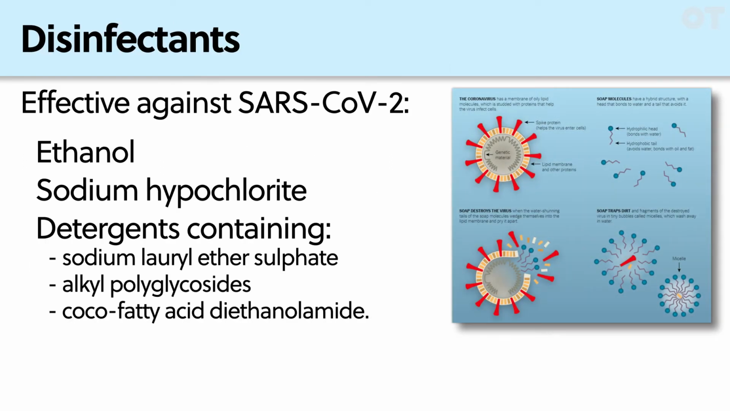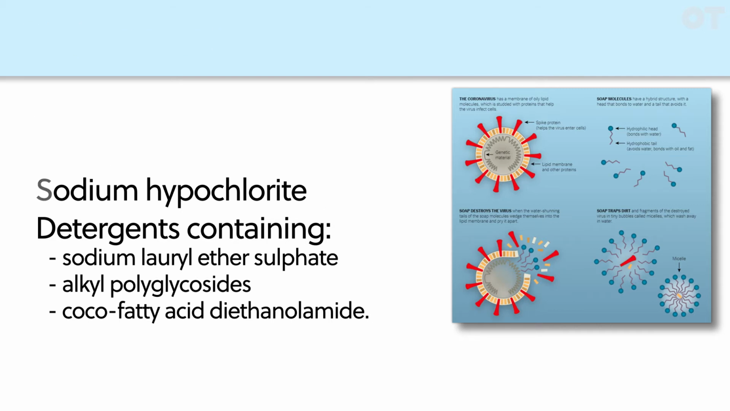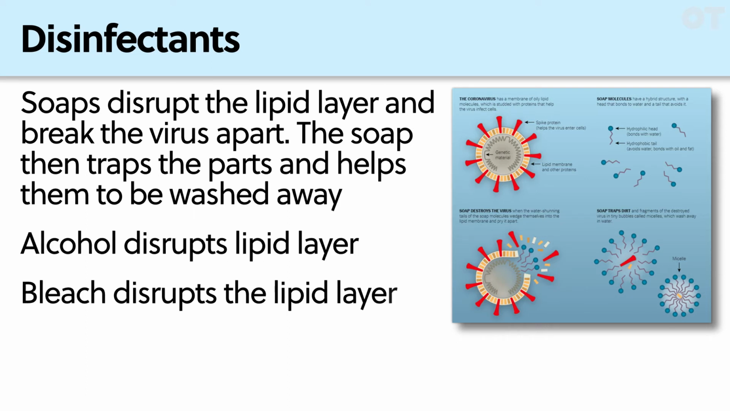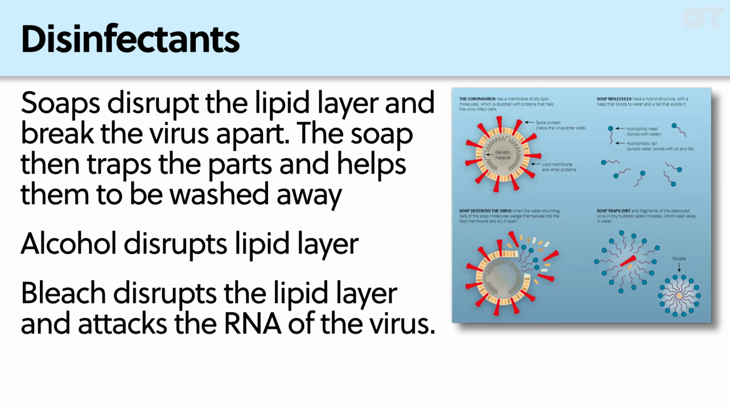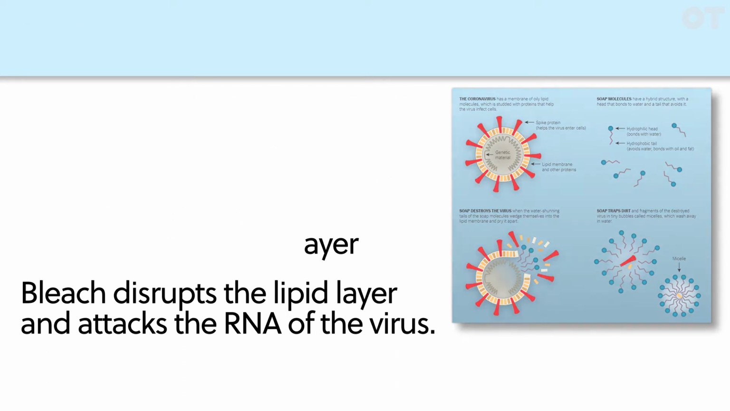When we think about disinfectants, we need to think about what still works or what doesn't work. So ethanol, sodium hypochlorite and detergents which contain sodium lauryl ether sulfate, alkyl polyglycosides and cocoa fatty acids are all still effective against SARS-CoV-2. Soaps disrupt the lipid layer and break the virus apart, and then they trap the parts of the virus and help them to be washed away. Alcohol works in a similar manner, disrupting the lipid layer, and bleaches, such as sodium hypochlorite, may also disrupt the lipid layer, but also attack the RNA of the virus, stopping it from working.